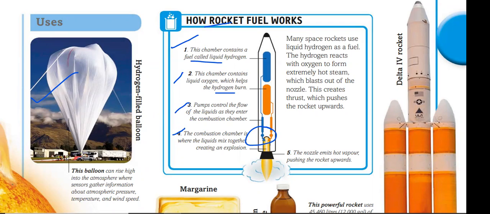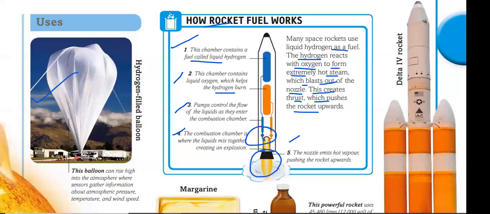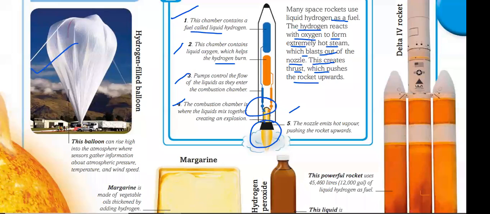So many space rockets use liquid hydrogen as fuel, and hydrogen reacts with oxygen to form extremely hot steam, which blasts out of the nozzle, and this creates a thrust which pushes the rocket upwards. The point shown here is that the nozzle emits the hot vapor pushing the rocket upwards. So this is the most important significance of hydrogen in rocket development.